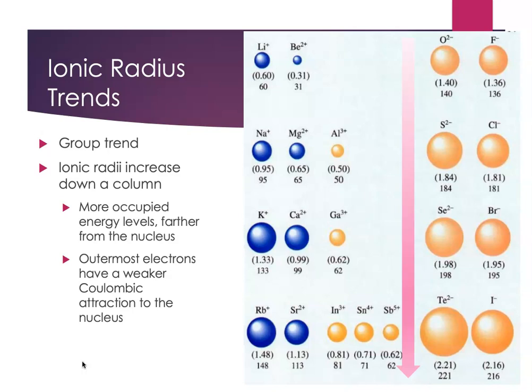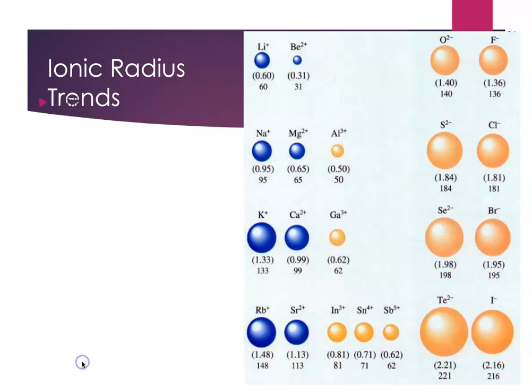It's true for the metal cations. It's true for the nonmetal anions. We're all good. It's the same pattern, actually, that we saw for our atomic radius trends. Now, if we talk about the period trend, it's a little bit more involved. Same basic patterns, same essential reasoning.